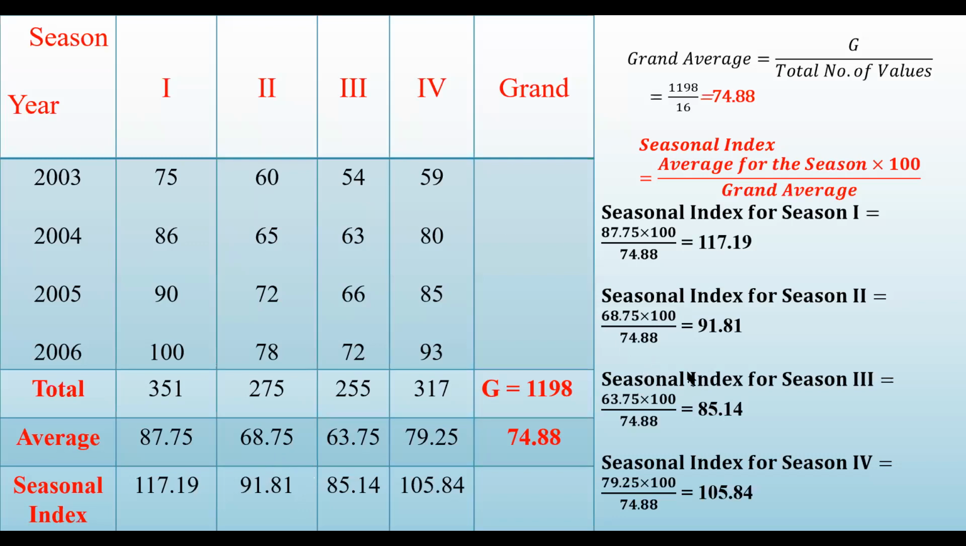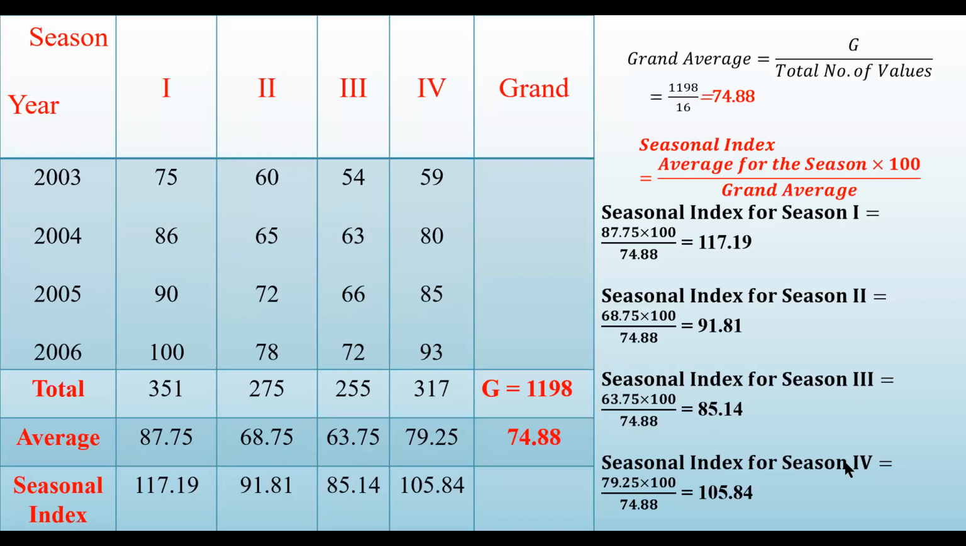For the third season, seasonal index for season 3, what is the average for the third season? It is 63.75. So you can say 63.75 into 100 divided by the grand average, 74.88. So you get 85.136, that is 85.14. So we can write here 85.14.